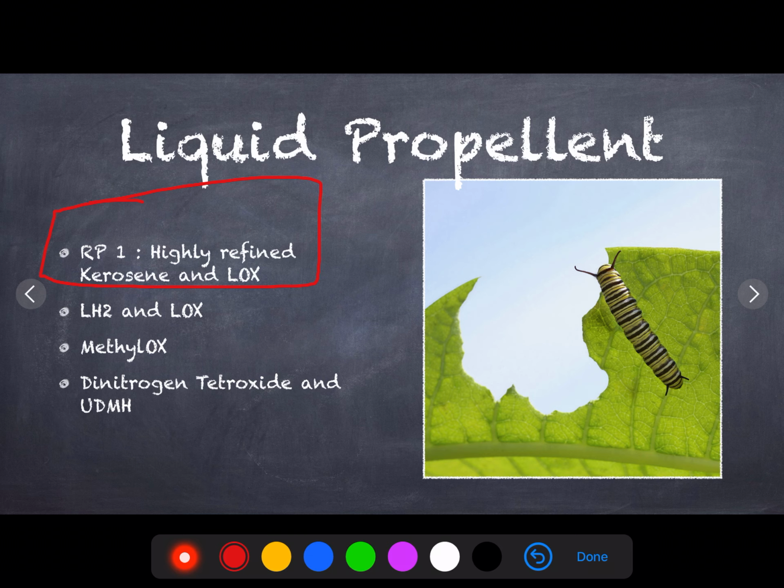Next is LH2 and LOX. LH2 is liquid hydrogen, LOX again liquid oxygen. Next combination, methalox. Methalox is basically methane gas, which is CH4, combined with oxygen gas.